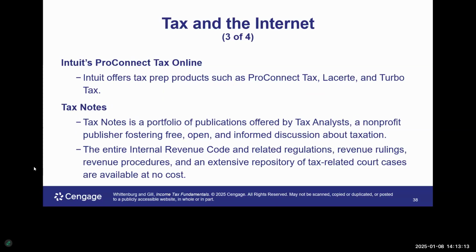Next, we have Intuit Pro Connect Tax Online. There are certain companies that offer tax preparation products. There's a plethora of tax software. There's Pro Connect Tax, there's Lacerte, there's TurboTax, there's Drake Tax, there's UltraTax, there's ATX. I mean, there's just a number of tax software. Ultimately, it's up to the tax practitioner and their budget, what they can afford.